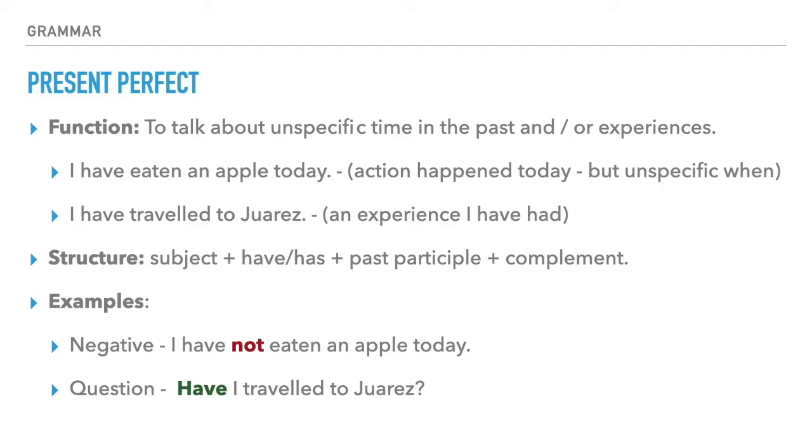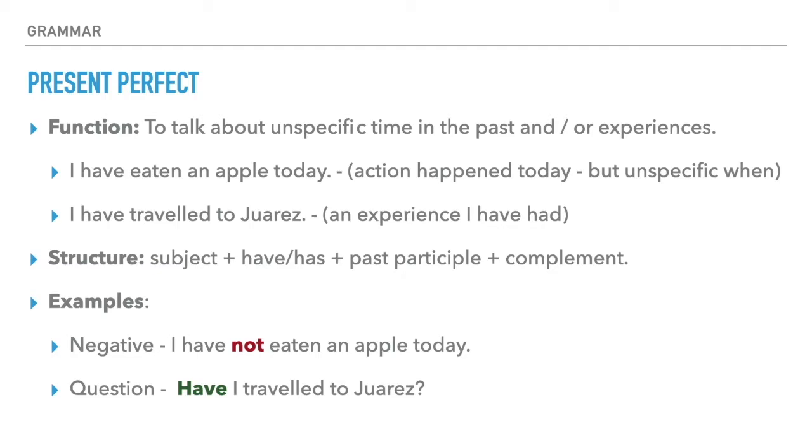And which is the structure? Well, you know, we always have our subject, our verbs, and our complement. In this case, we are going to add the auxiliary have or has, depending on our subject. We use has only when it is third person, he, she, or it. And our verb is going to be conjugated in past participle. So we have the subject, have, has, past participle, and the complement.